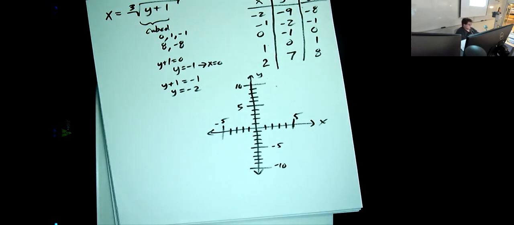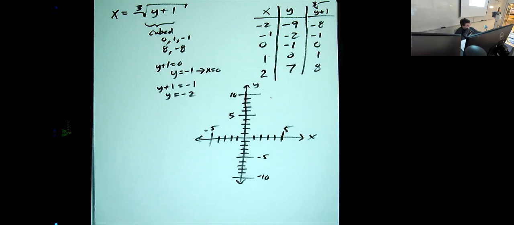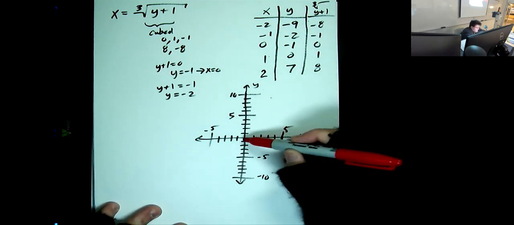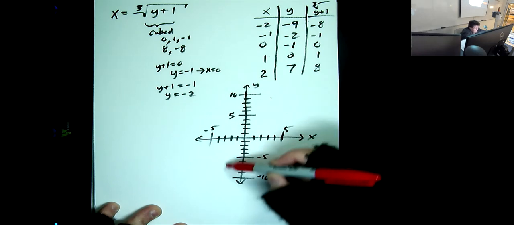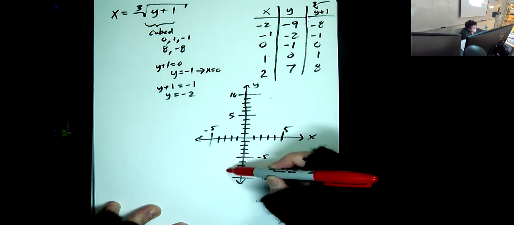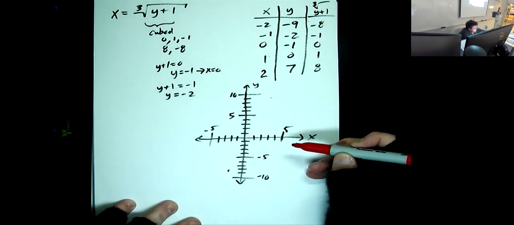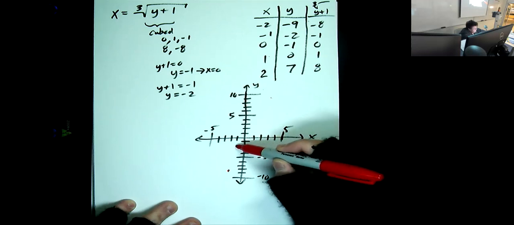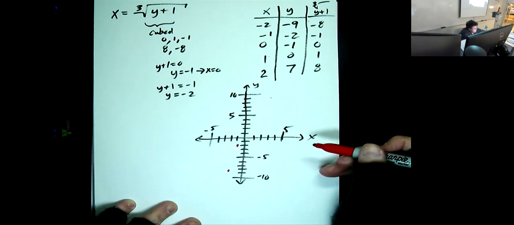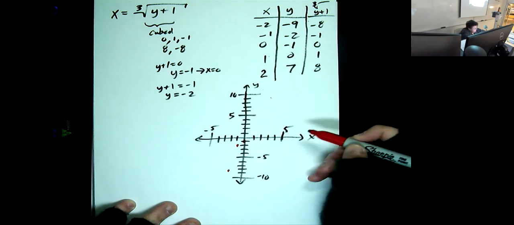So I want to graph these ones. You've got to literally just go through and grind out the table. (-2, -9) is left 2 and down 9. (-1, -2) is right there. (0, -1) is there.